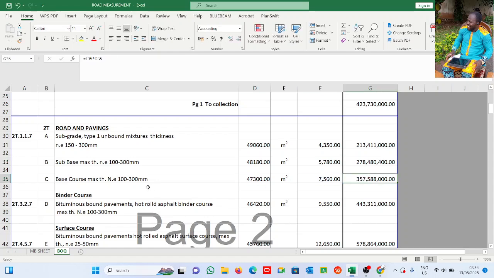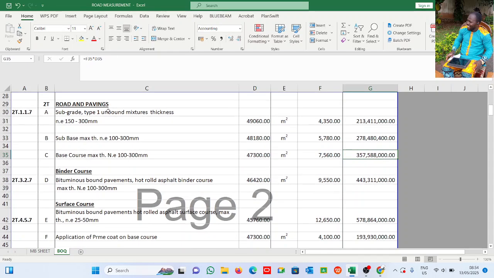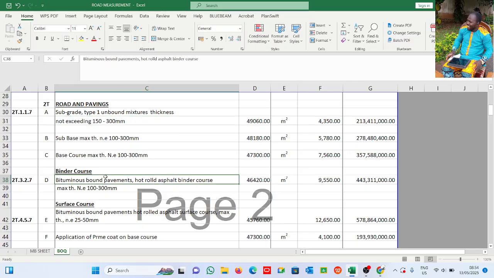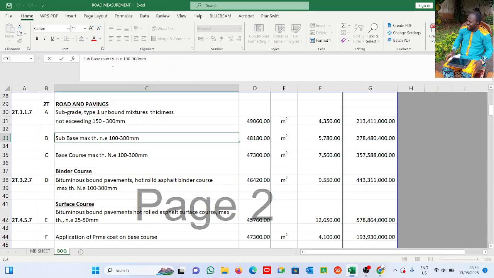We have this. Now the same thing for the binder course. You see, I just put the description. Right. Okay. I'm working on the BOQ. This should be not exceeding. Right? On the BOQ you write in full maximum thickness.